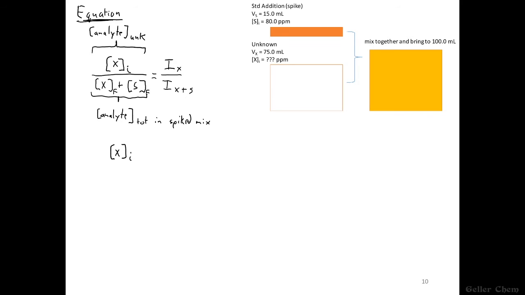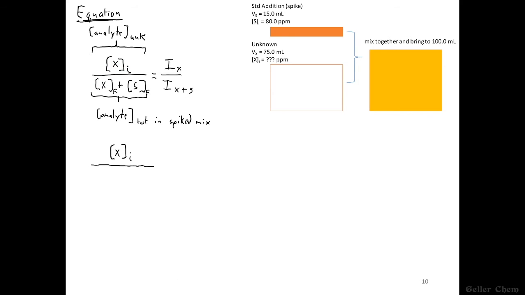The whole purpose of this experiment is to figure that number out. On the bottom though, we can't write XF, because then we're going to have two different unknowns: the initial unknown concentration that we want, and the final unknown concentration after the volume that it's swimming in has increased. We need to express this unknown number in terms of this unknown number. How do we do that?